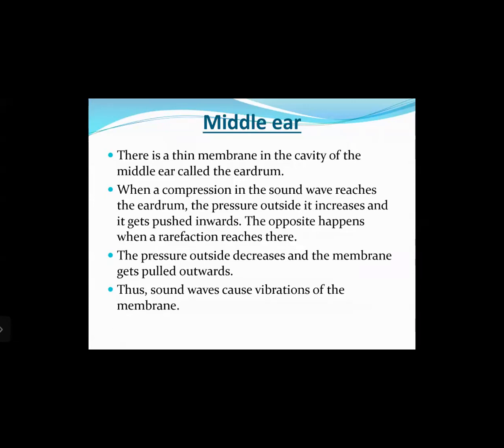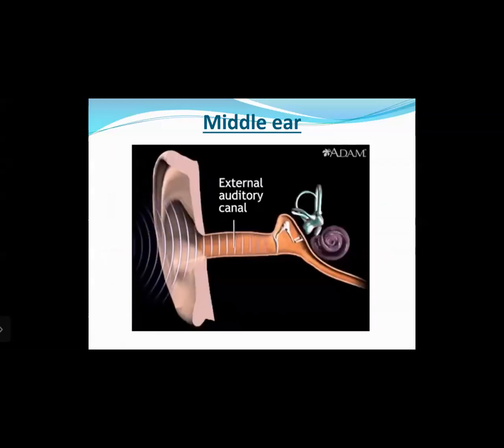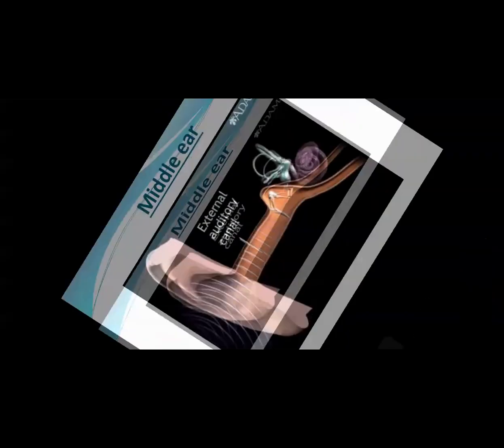That means when a compression reaches the eardrum, the eardrum is pushed inwards. When a rarefaction reaches the eardrum, it gets pulled outwards. That means the eardrum starts vibrating with the same frequency as the sound wave, right? As you can see in the diagram, these vibrations are transferred onto the middle ear, where you have the three bones, and these three bones then transfer these vibrations onto the cochlea, right?